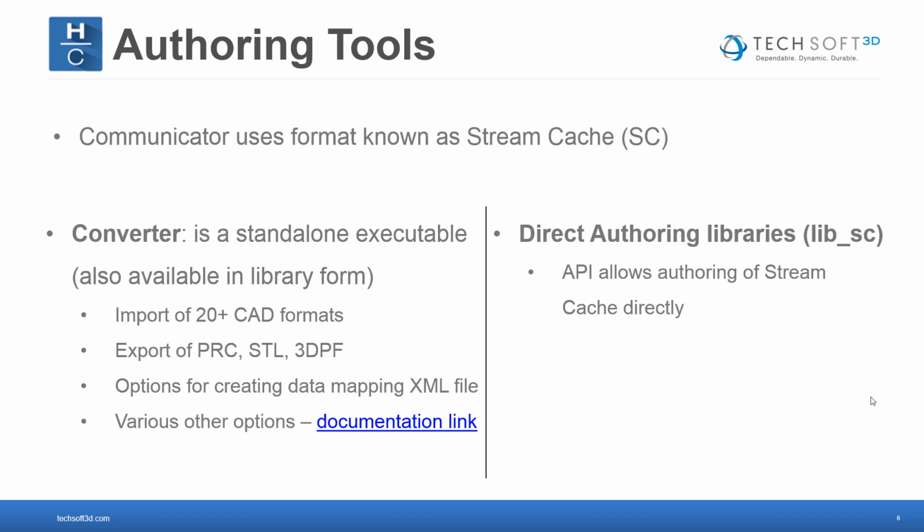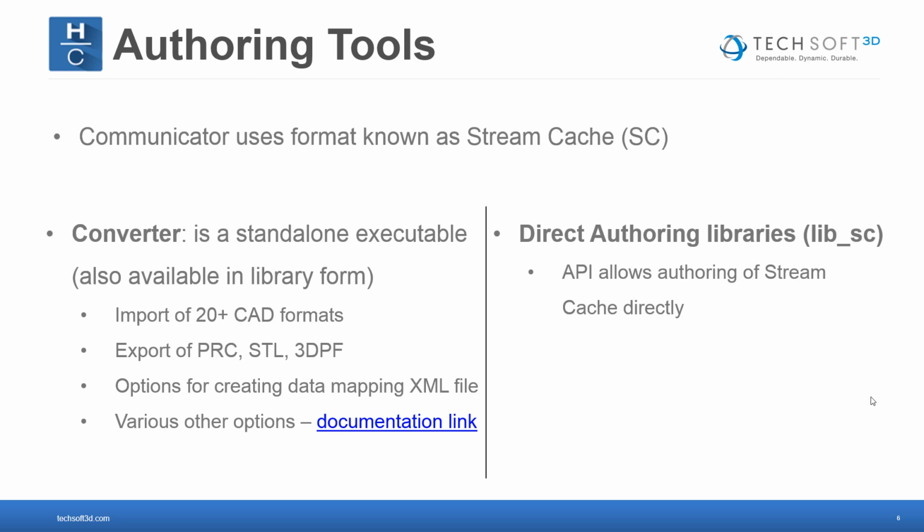So Hoops Communicator uses the format known as stream cache, and stream cache comes in a couple of different forms depending on your needs. When we say depending on your needs, what that basically means is the trade-off between size and speed. With the SC file format, you can either have what's called an SCZ file, which stands for stream cache zip.